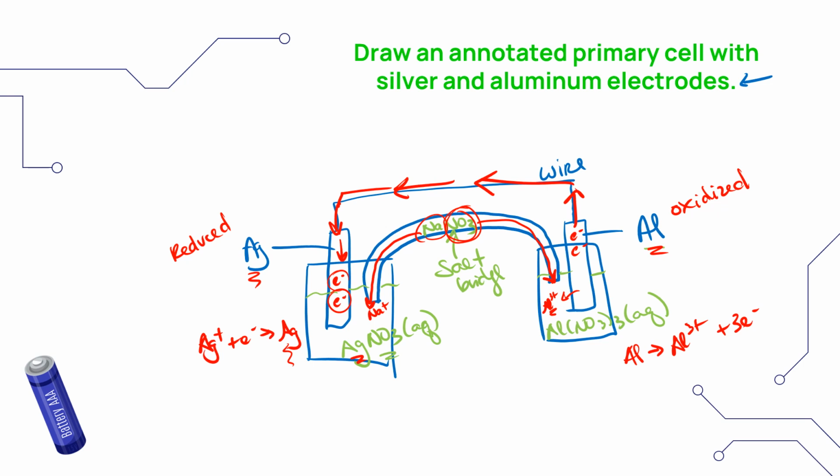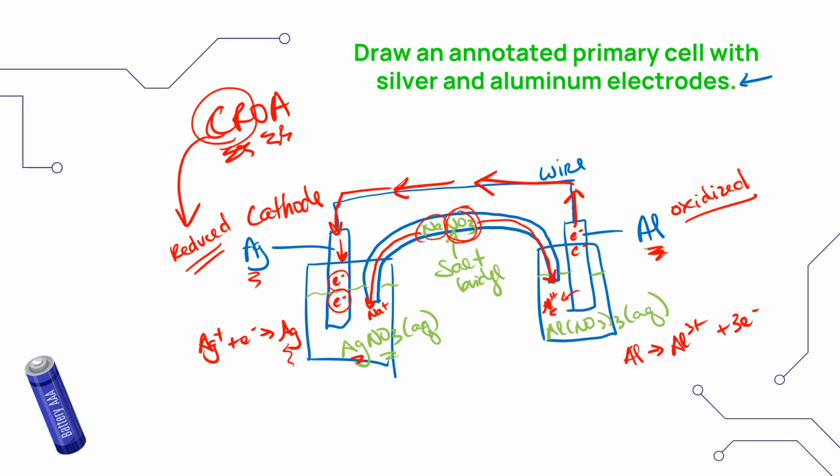Feeling good? Which one is our cathode and which one is our anode? Remember CROA. Cathode is reduction and oxidation is the anode. That means that because silver is reduced, silver is the cathode. And because aluminum is being oxidized, aluminum is our anode.